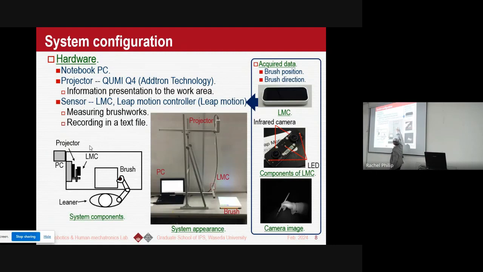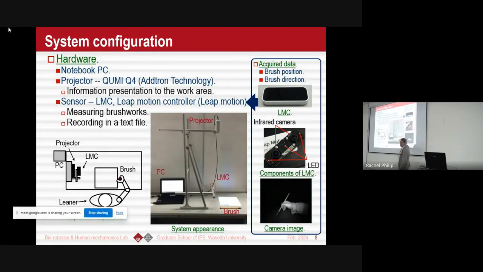No problem. So the notebook computer is here, and the projection is here, and the sensor, this Leap Motion controller, is here. The Leap Motion controller looks like this. The LEDs and infrared camera detect the reflected light of the LED light. And then the camera image looks like this. This is in place of the white paper, and the brush is a usual brush. So this system can be put anywhere in the classroom, of course. So this is an important point.